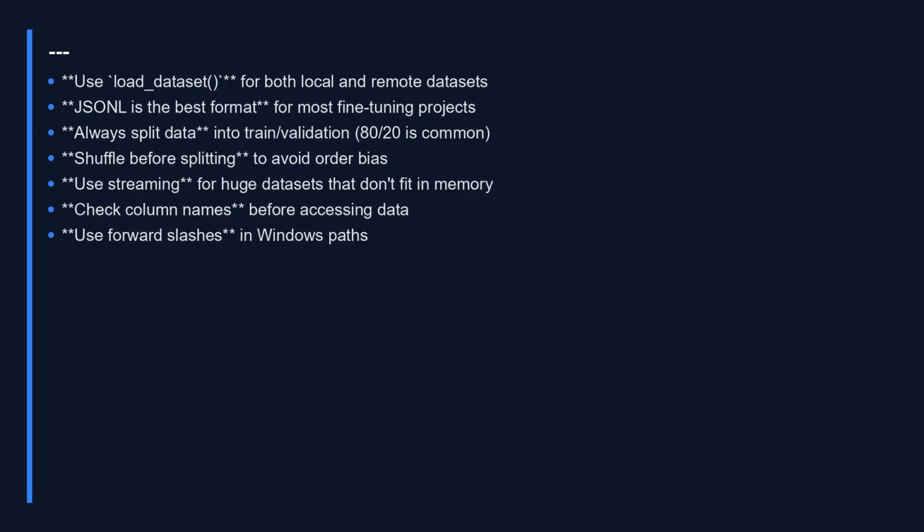Use streaming for files that exceed your available RAM. Check column names before accessing data to avoid key errors. And on Windows, use double slashes or raw strings in all file paths.